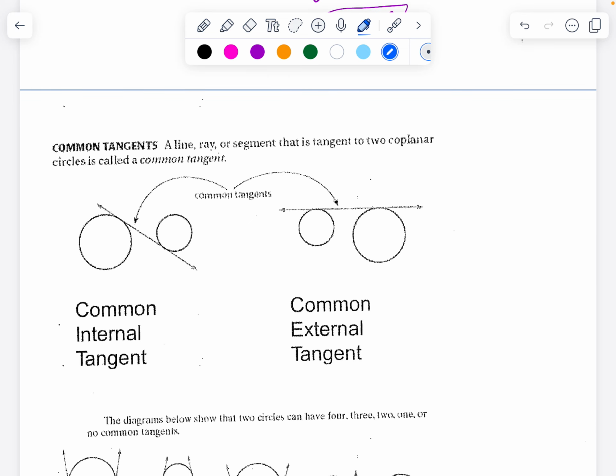So there's two types of tangents here. We have common tangents, internal, and common tangents, external. When we have an internal tangent, what happens is the tangent line is between the two circles. So the circles are on opposite sides of the line.